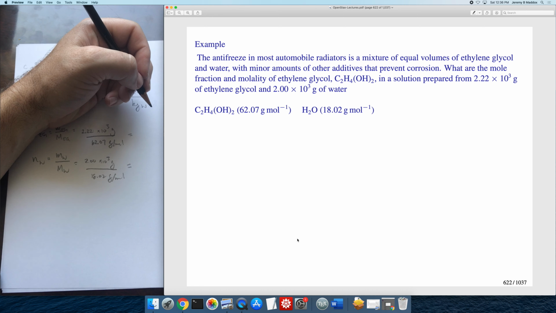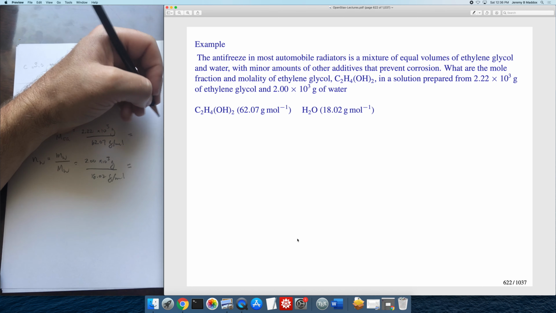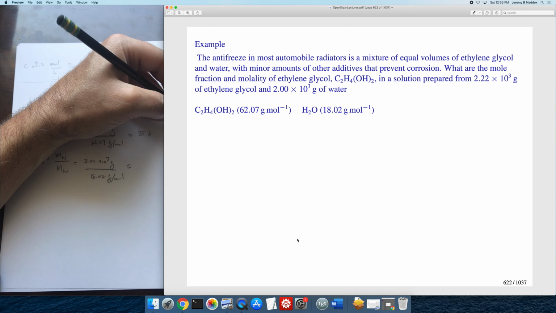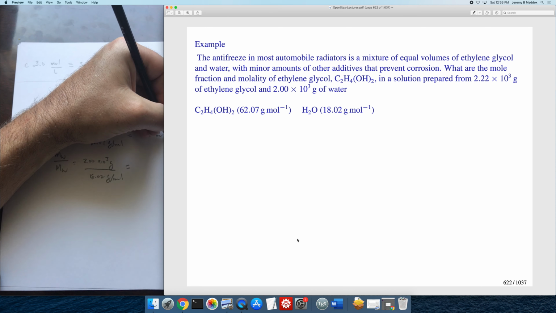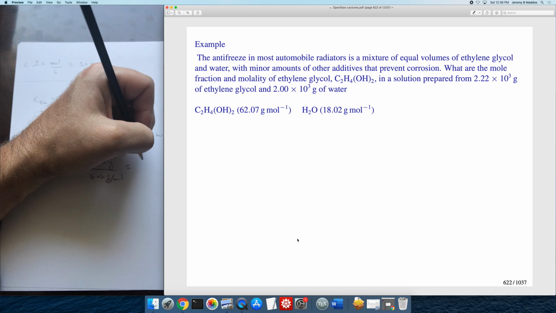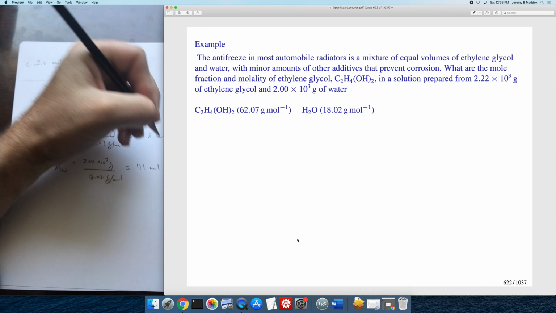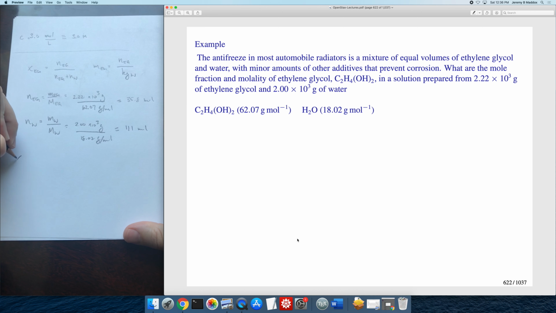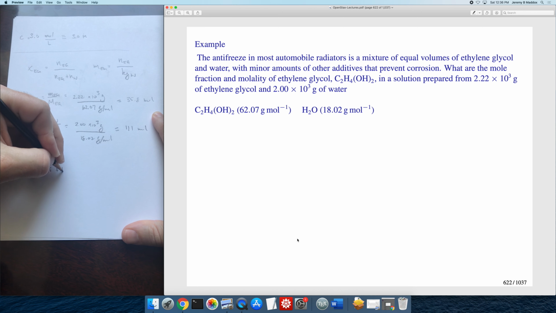So I'm getting 35.8 moles. And I'm getting 111 moles for the water. Okay, so now we've got the moles of water. So it's easy. The mole fraction of ethylene glycol will be the 35.8 divided by 35.8 plus 111.